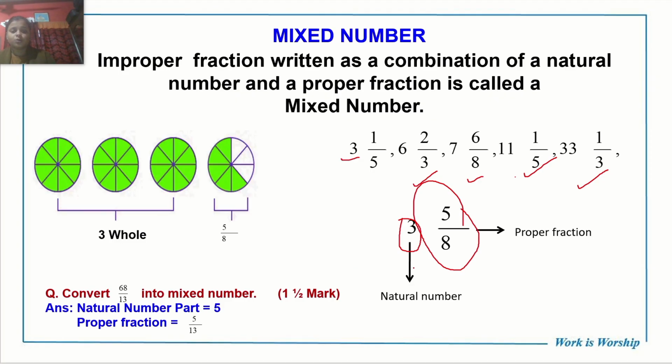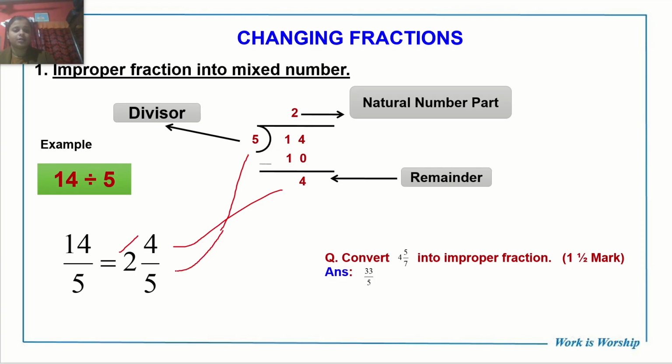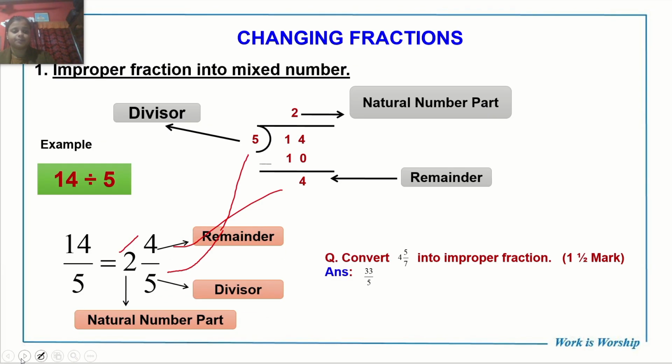Okay. So, we have to convert something into a mixed fraction. How will we write that? The natural number will be at first, then we will write the remainder over here and 5 over in the denominator. Okay, are you understanding it? Right.